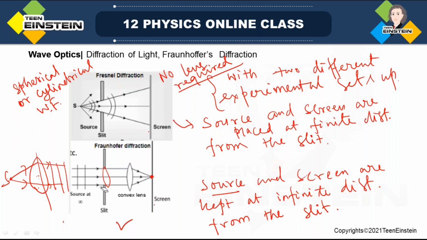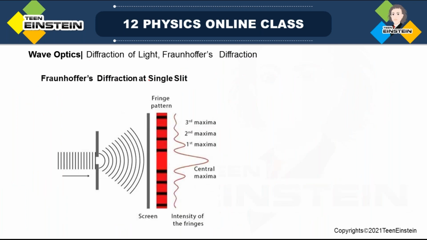In Fraunhofer diffraction and Fresnel's diffraction, the diffraction patterns are of different shapes, and different theories are also involved. Now, in our syllabus we will be discussing only Fraunhofer diffraction, and that too single slit. In Young's double slit experiment we have seen there are two slits, S1 and S2.